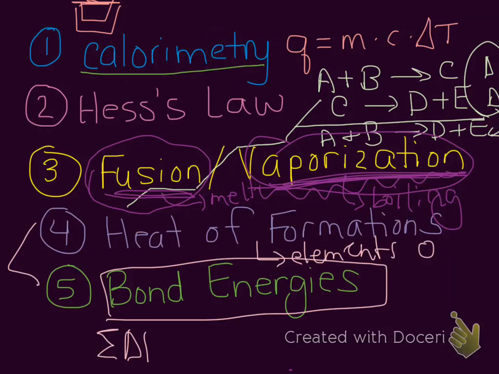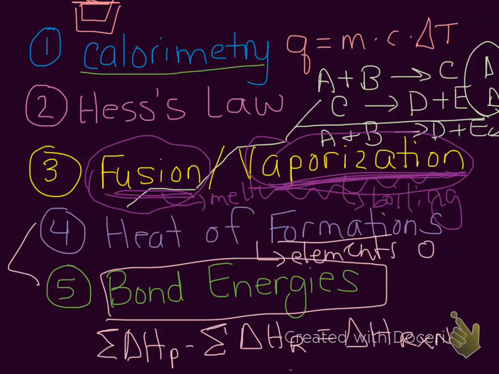The sum of delta H products minus the sum of delta H reactants. And that will give you your delta H for the entire reaction. With the heat of formation, it's just entirely already as compounds. With the bond energies, you have to take each molecule apart. You have to find out how many bonds are in it. So each one of these, numbers 1, 2, 3, 4, and 5, each have their own videos.